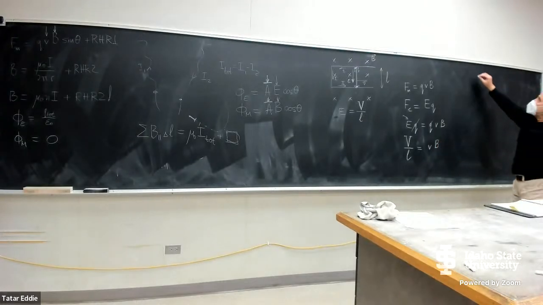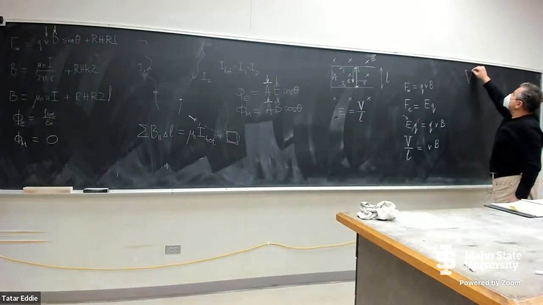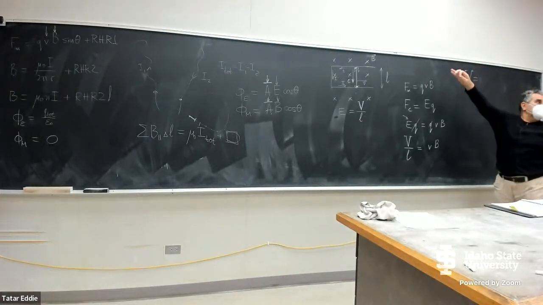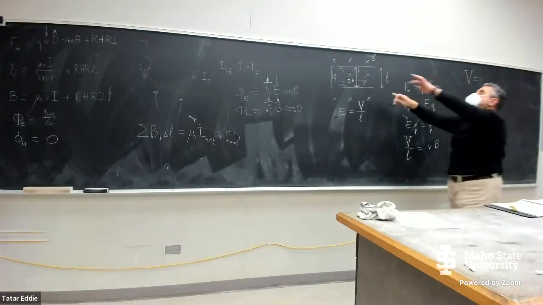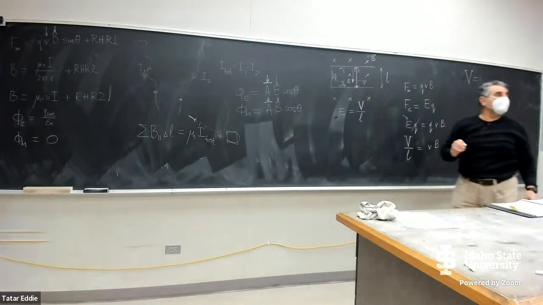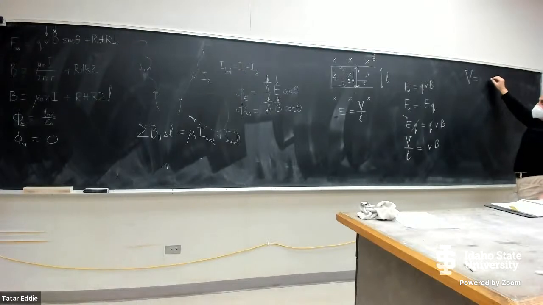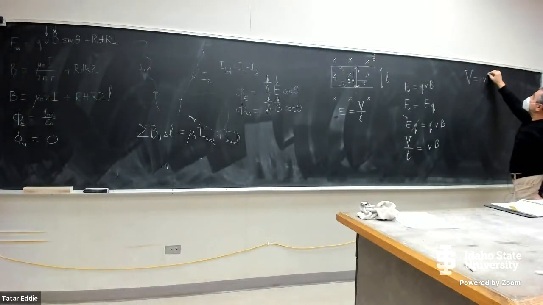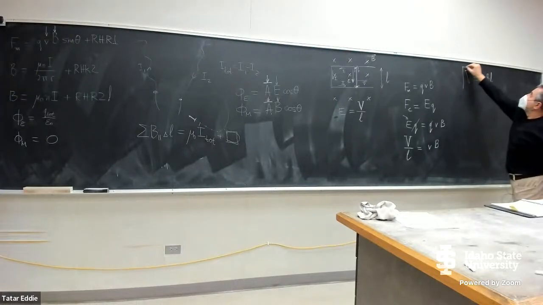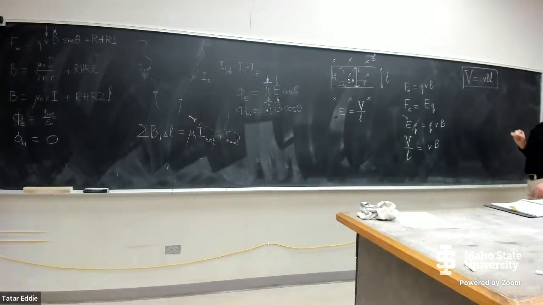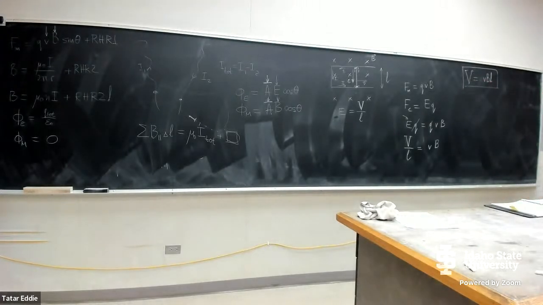In other words, the induced voltage difference between the two ends of the moving piece of wire is equal to the speed of the wire multiplied by the magnetic field and multiplied by the length of the wire. So very simple, but very useful result.